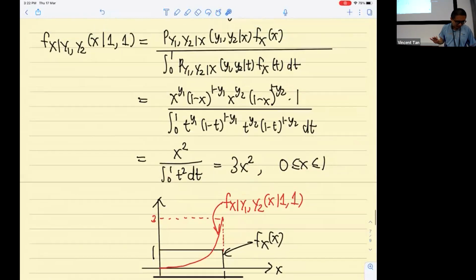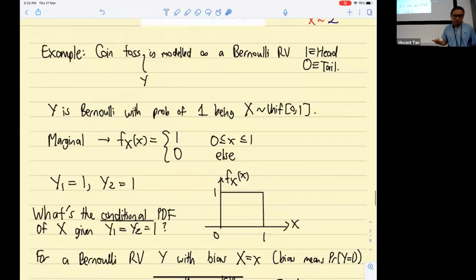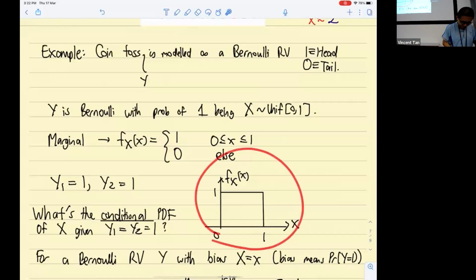Let me repeat myself. What's the story? Now, we have one coin. We're going to toss it 2 times. But the bias is not known. The bias is originally a uniform random variable in the interval [0, 1]. Okay, so that is our original bias.